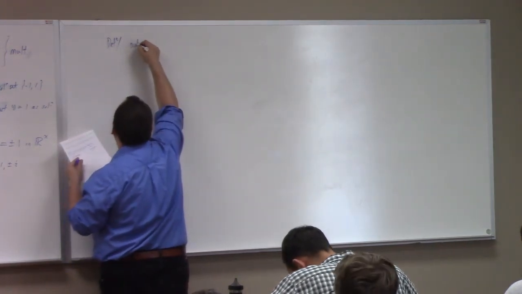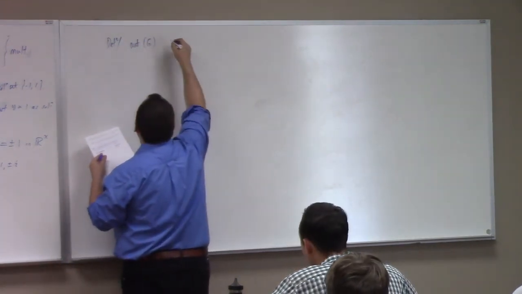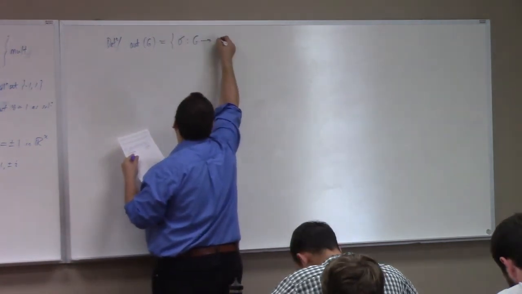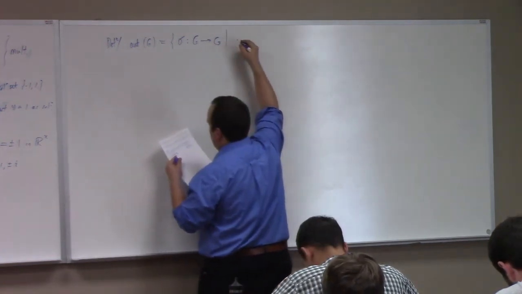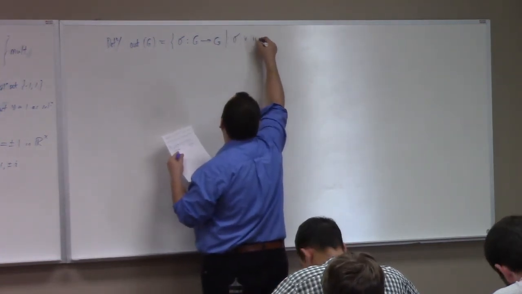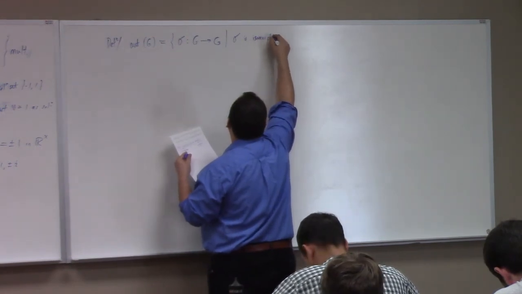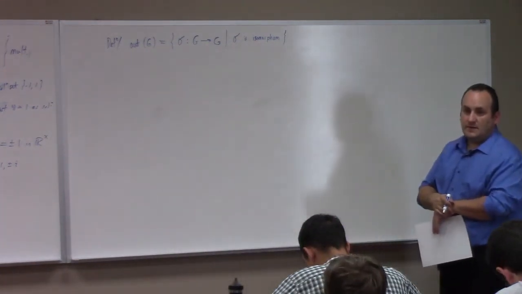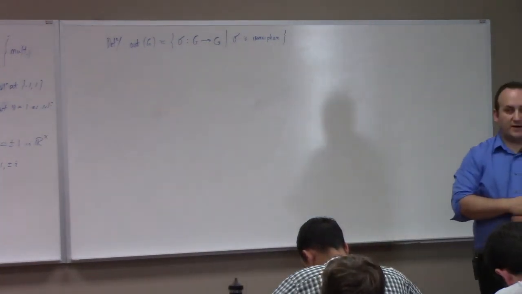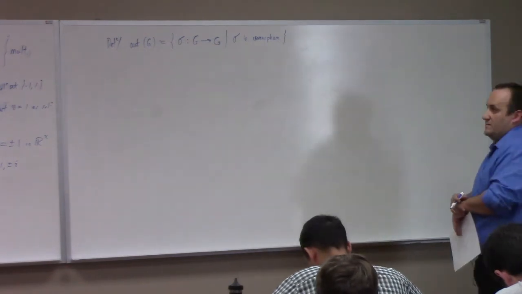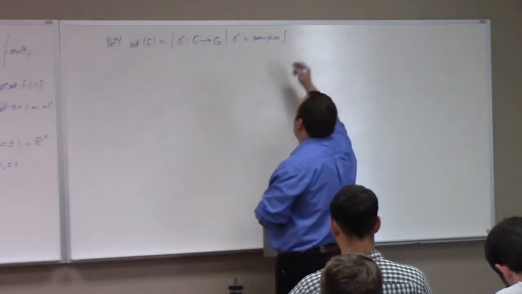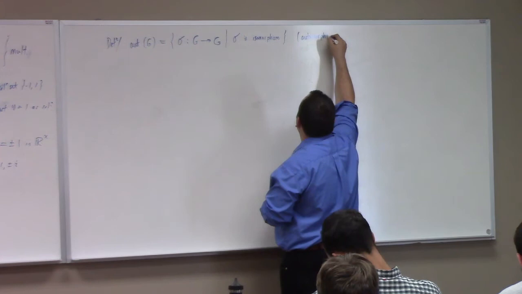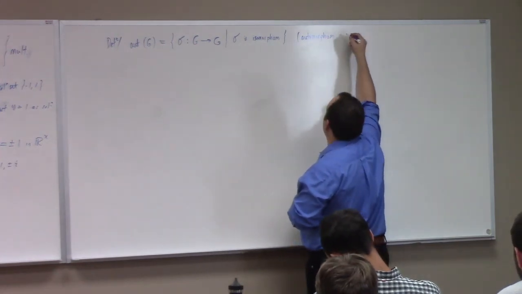Definition. The set of all sigma from G to G such that sigma is an isomorphism. It's understood that G has the same operation in the domain and the target. So an isomorphism from a group to itself is called an automorphism. The set of all of these is called the automorphism group. These are automorphisms of G. Auto meaning self, morphism, well, you got it. So these are self-morphisms of G, automorphisms.